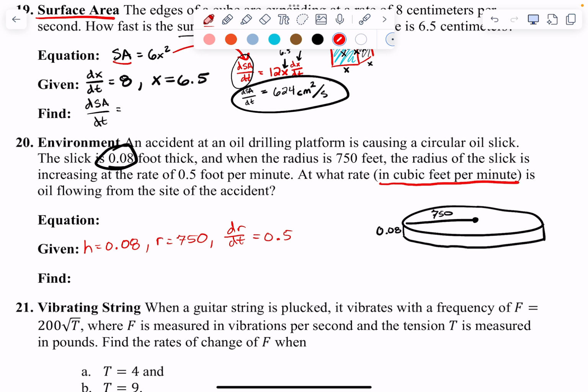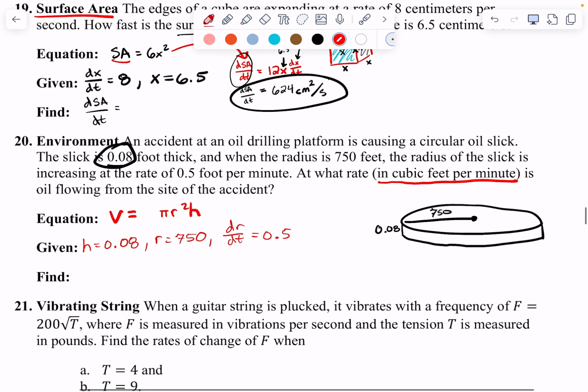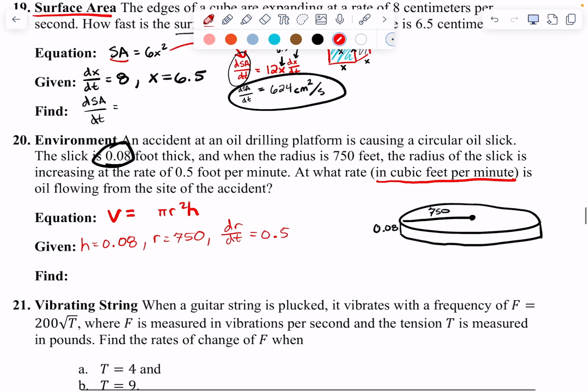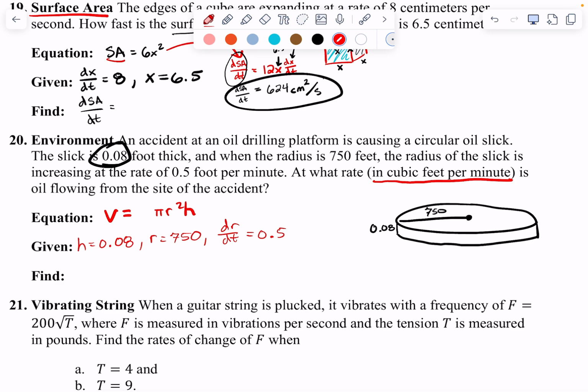What is cubic feet? Volume. So we're looking for the volume of a cylinder. The area of the base times the height, right? Area of a circle is pi r squared times the height, h. So volume is pi r squared h. What are we trying to find? At what rate is the oil flowing from the accident? We're trying to find dV/dt, the rate of the volume.